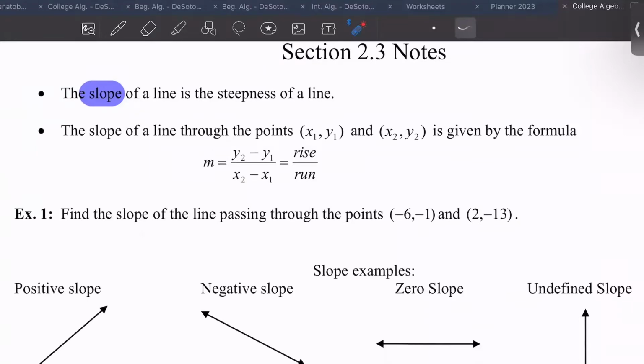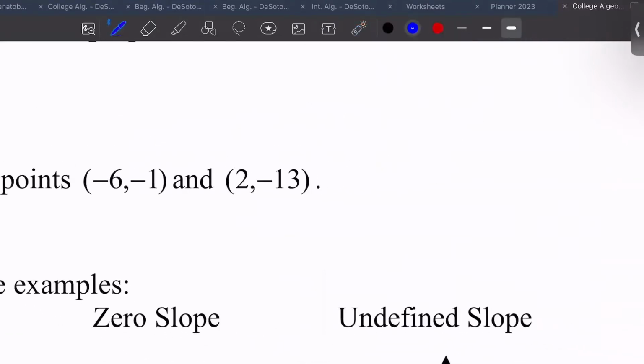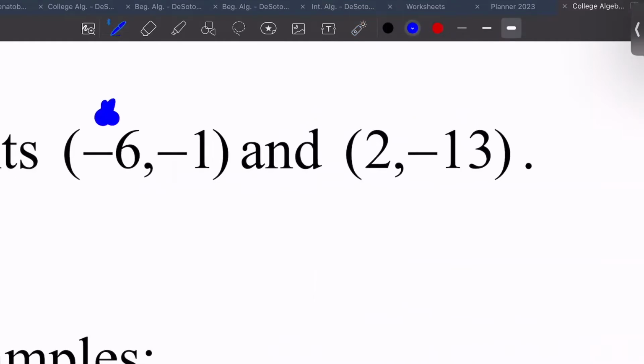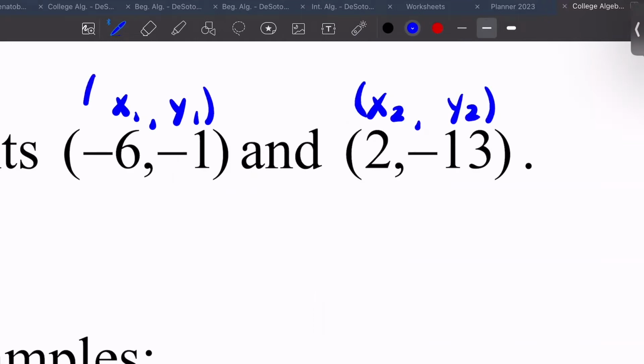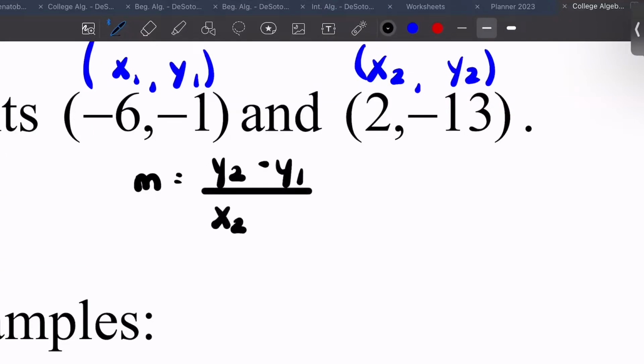So for example, we have: find the slope of the line passing through these two points. I like to go and label them: x1, y1, x2, y2. It will help you not make a mistake of plugging in the wrong number. So m equals y2 minus y1, rise over run, x2 minus x1.